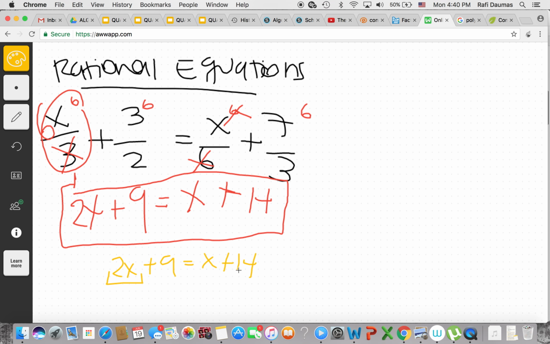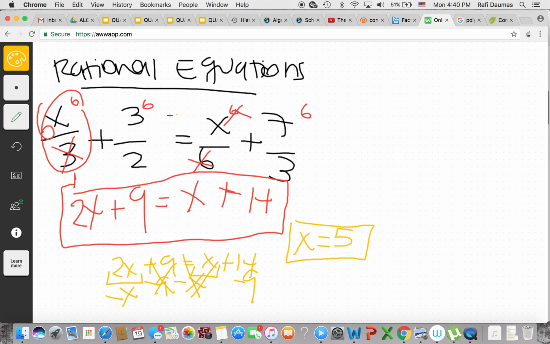We have like terms here, so then we would be able to do negative x, and this cancels out, minus x, and then minus 9, which cancels out. So we're left with x is equal to 5. And that's our answer.